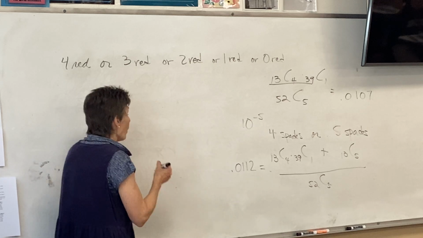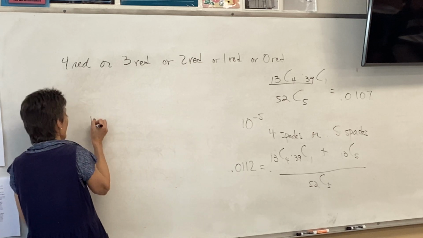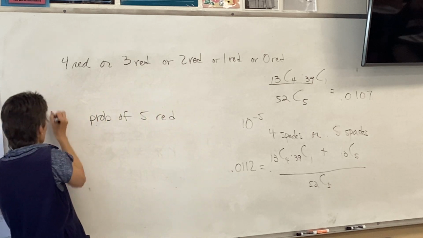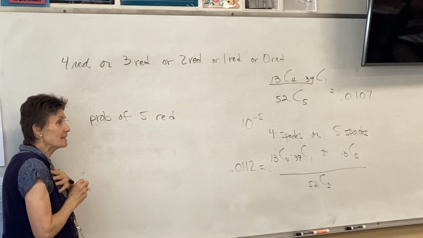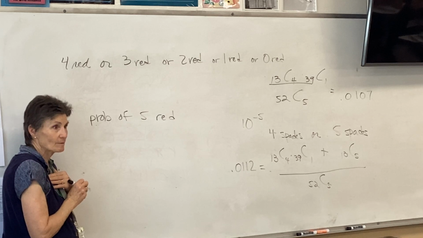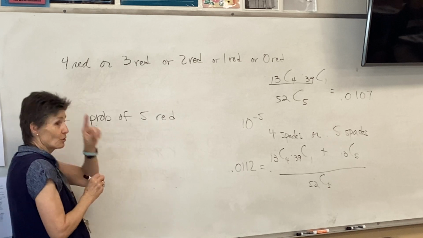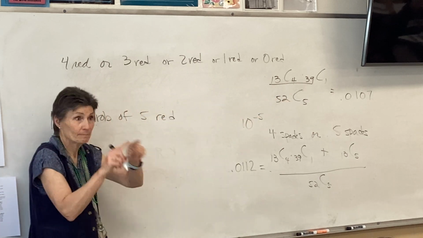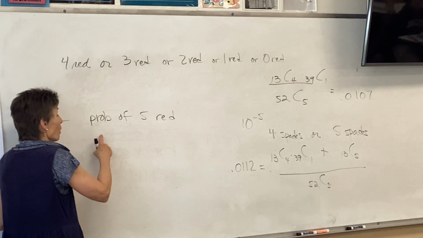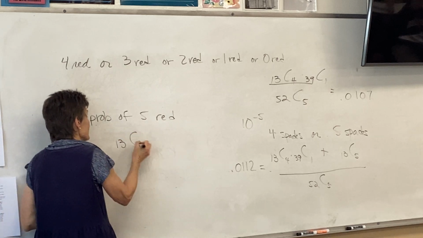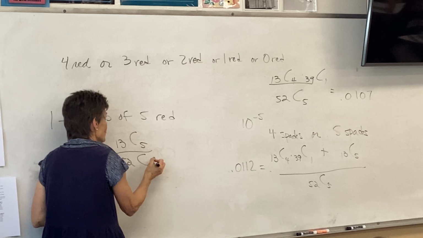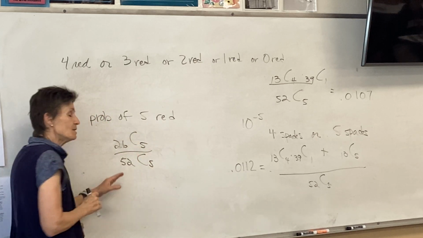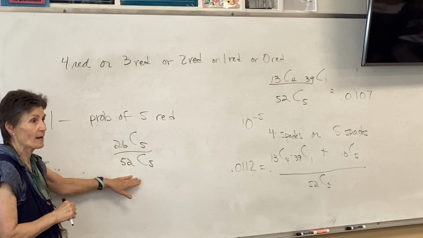So what if we found the probability of 5 red and then took 1 minus that? Would that give us everything else? Yes. 1 minus your 13C5. The other option is you do all of these cases individually. It's a lot of crunchy numbers. So all 5 red, 13C5 over 52C5. Oh no, all red, 26. Yeah, 26C5 would be all red.